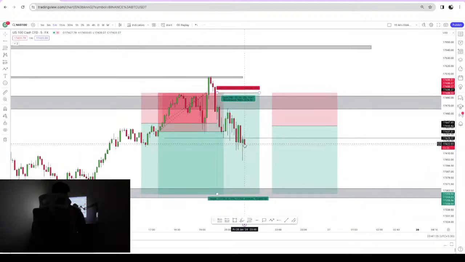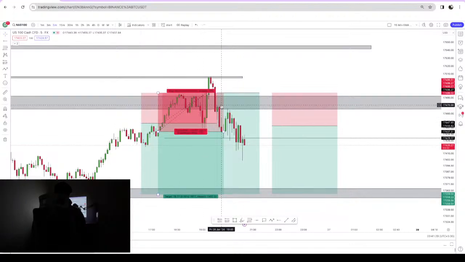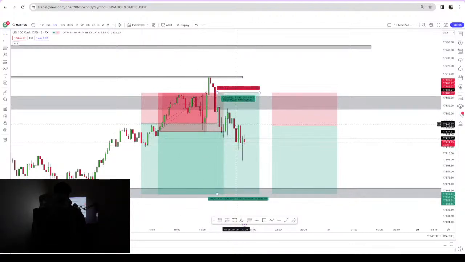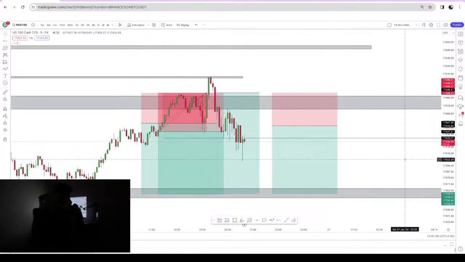After this candle's closure, if it closes red, I'll shift all the stop losses here. Only if it closes red, otherwise not.